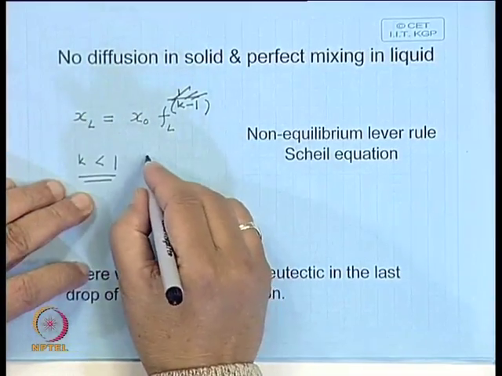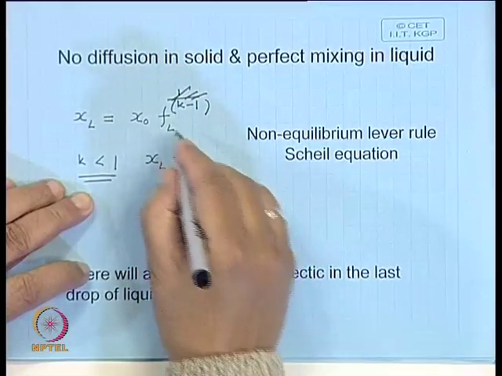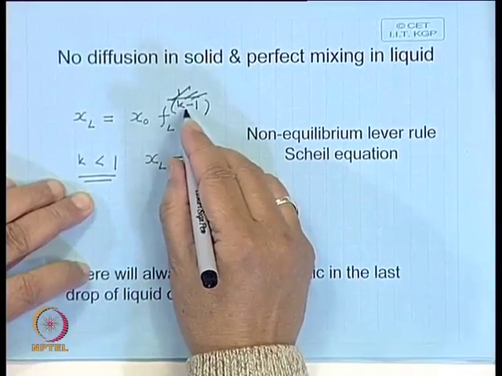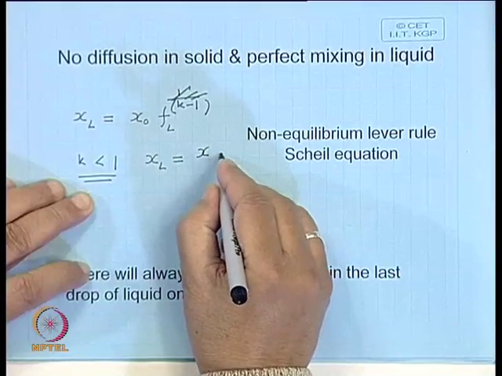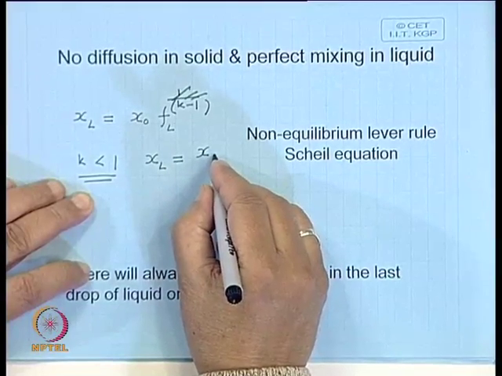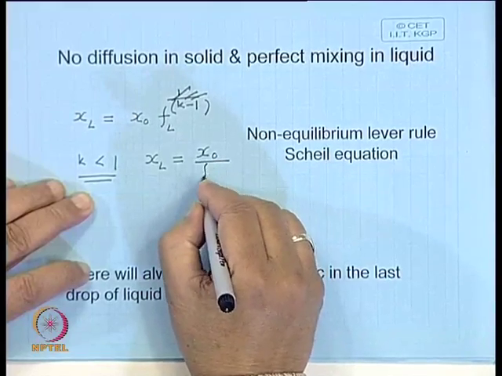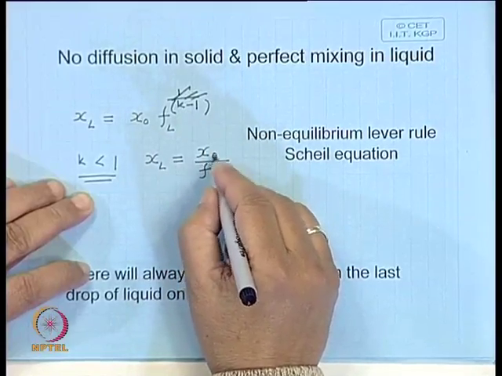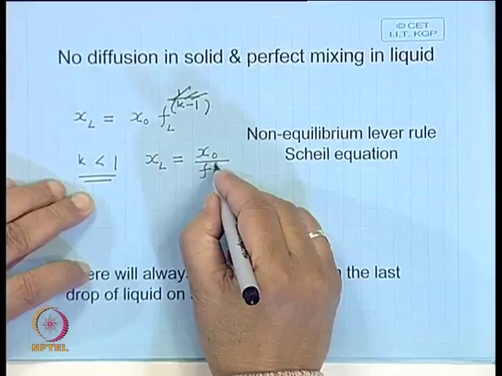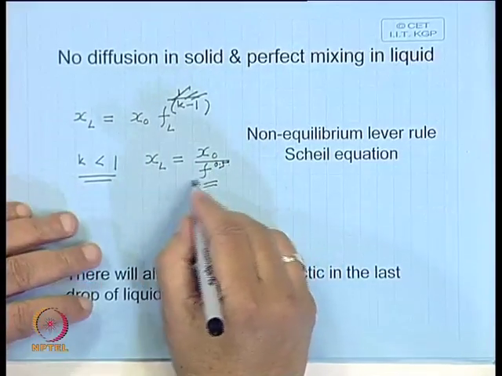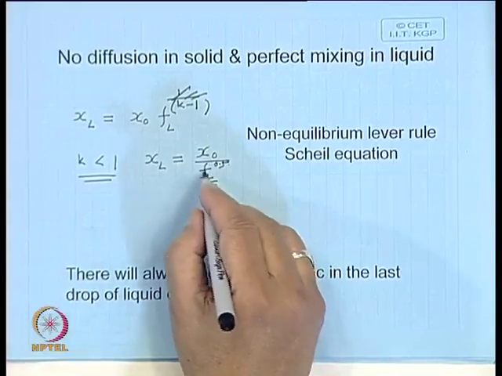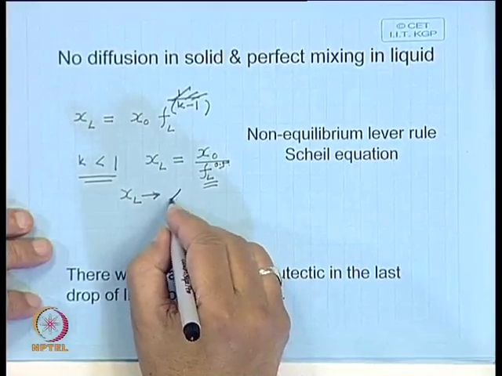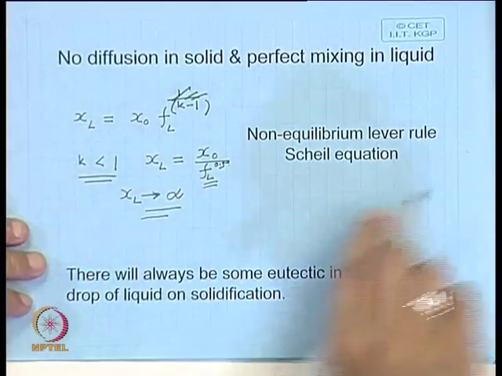What does this mean? So, x L is equal to x 0 times the fraction liquid to the power k minus 1, and k is less than 1, so this will have some power. Suppose this is, let us say, 0.5. Now, suppose this fraction liquid becomes very small. In that case, what it shows is that x L increases, approaching infinity. So, what does this mean?